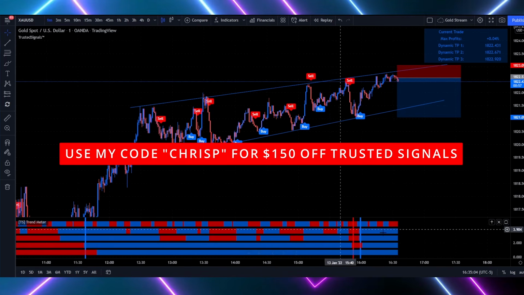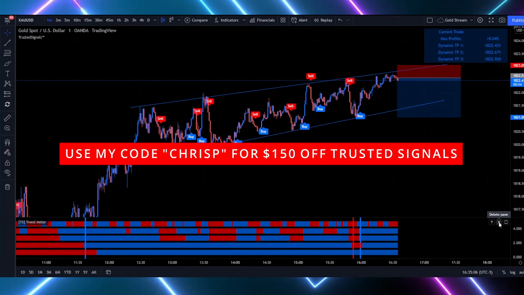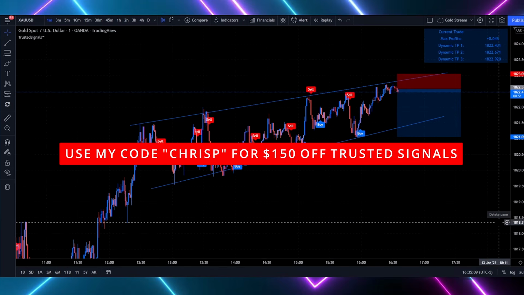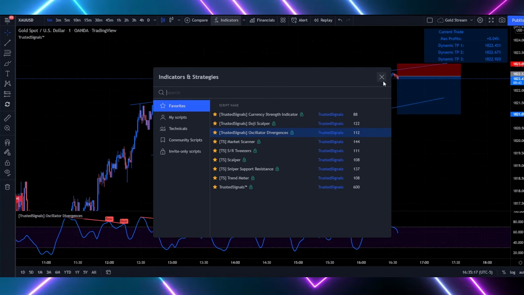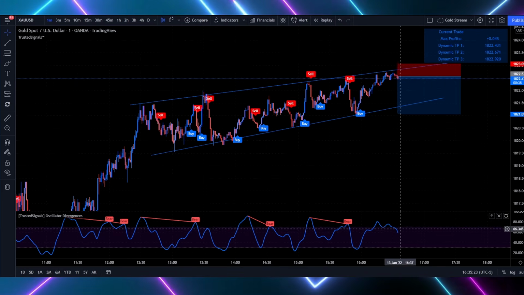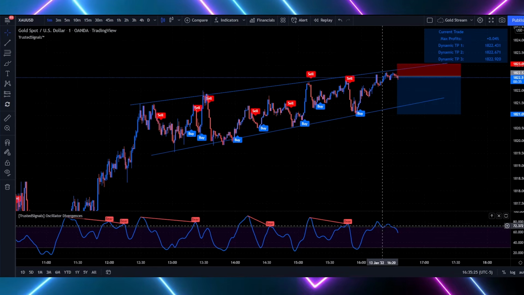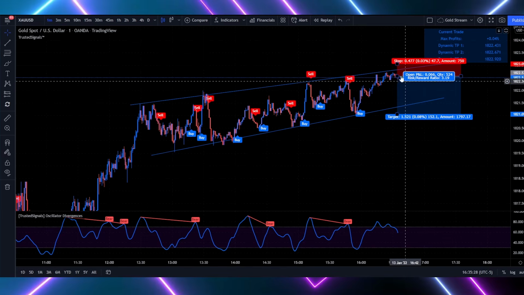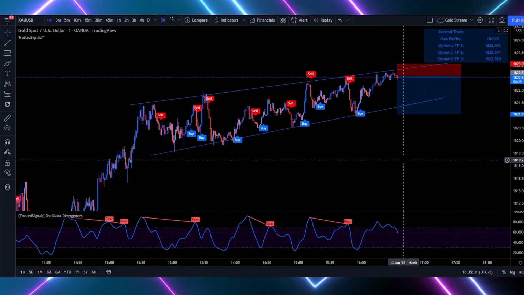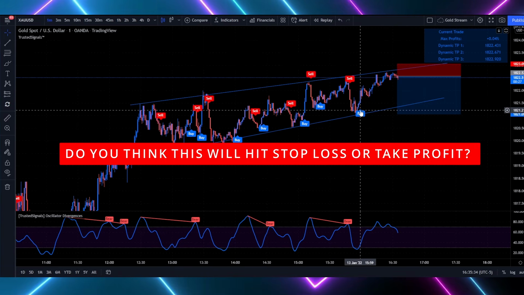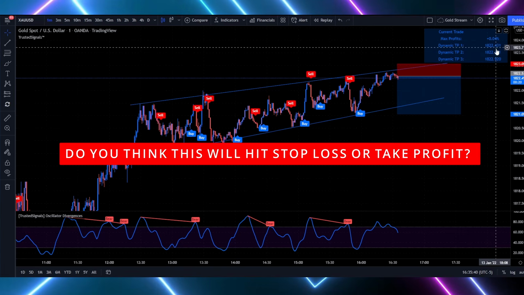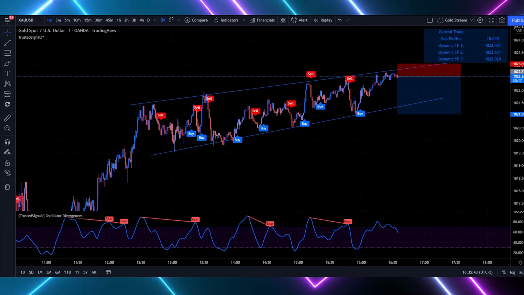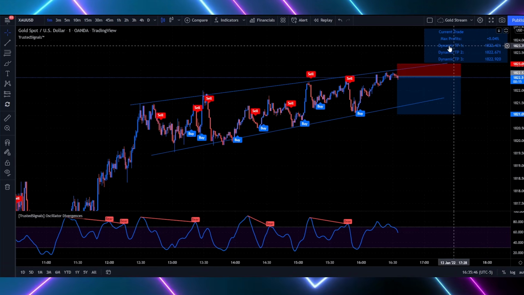For this example, I will remove this specific panel and add the trusted signals oscillator, because the oscillator gives me better entries, at least on the lower time frames. As you can see here, we were a little bit above this area, so we should see it come back down. Let's see how this plays out. Keep in mind that trusted signals did alert a buy, and the buy was at 1822.41. We have well surpassed this, and we already hit take profit 1.